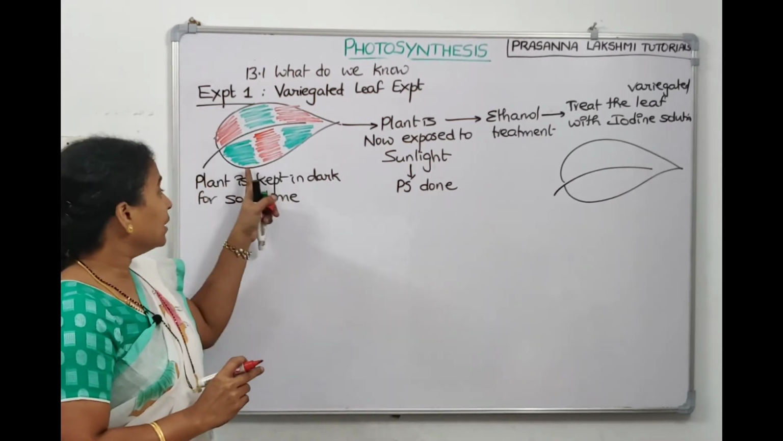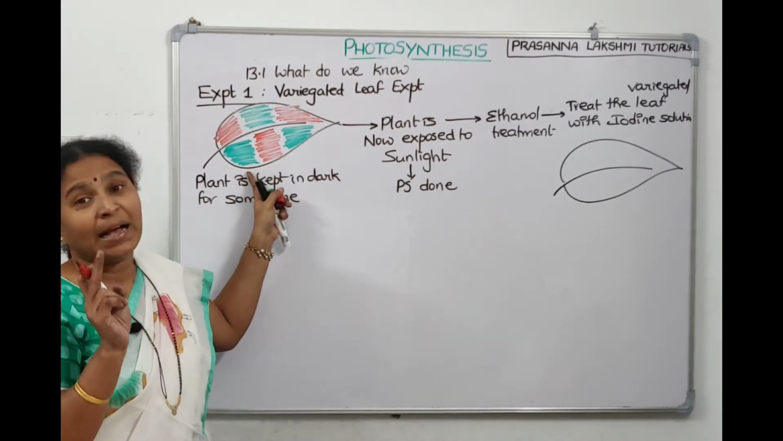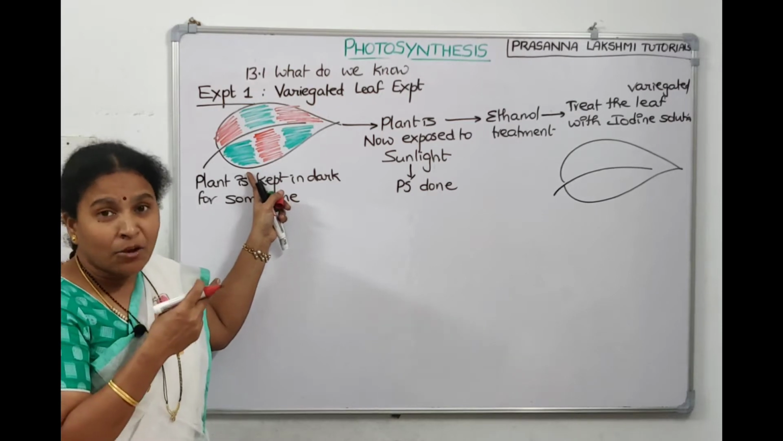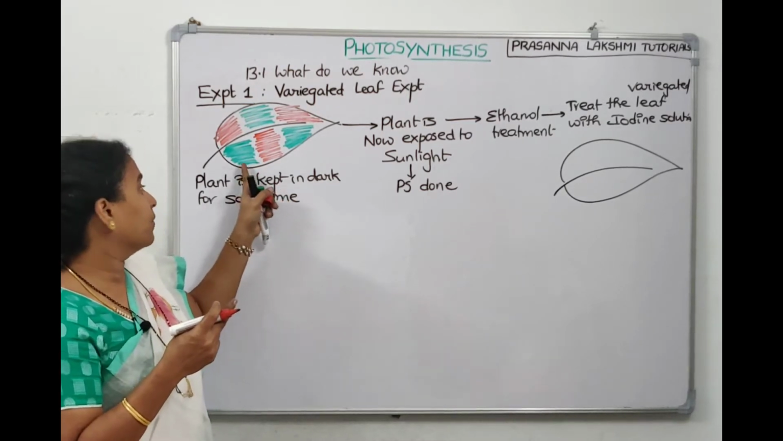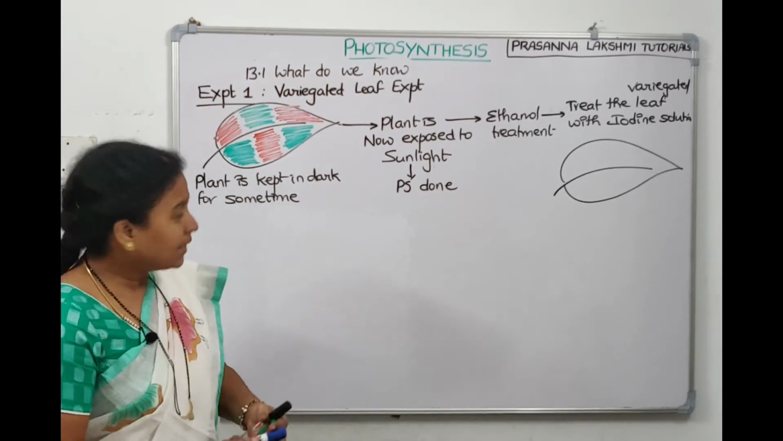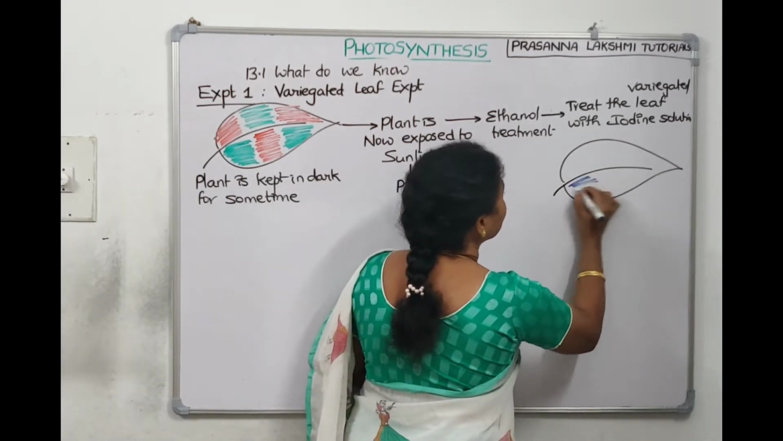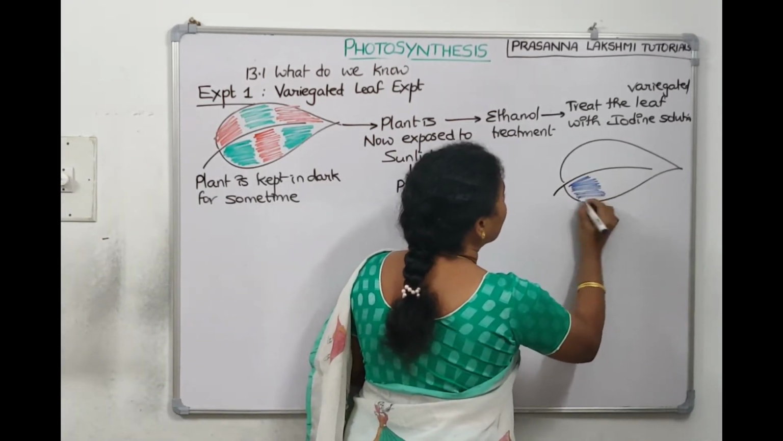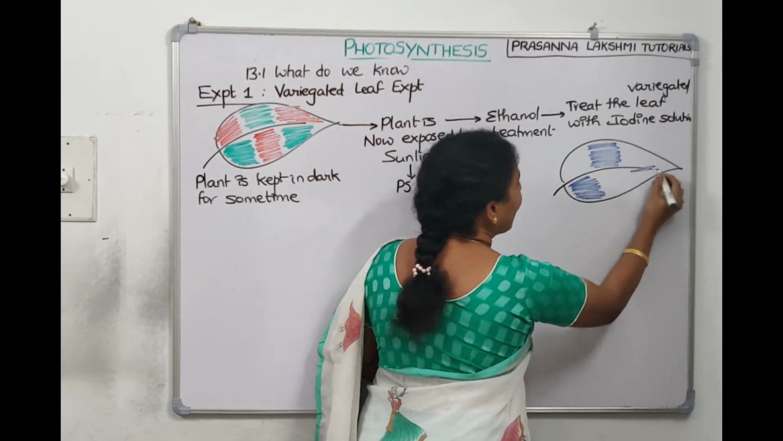So this green part has taken the sunlight. Only the green part has done photosynthesis and accumulated starch. Now when you give iodine, the green colored portion will turn blue. Where the green colored portion is there, starch will be there, and that starch reacts with iodine and blue color is formed. Blue color indicates the presence of starch, right?